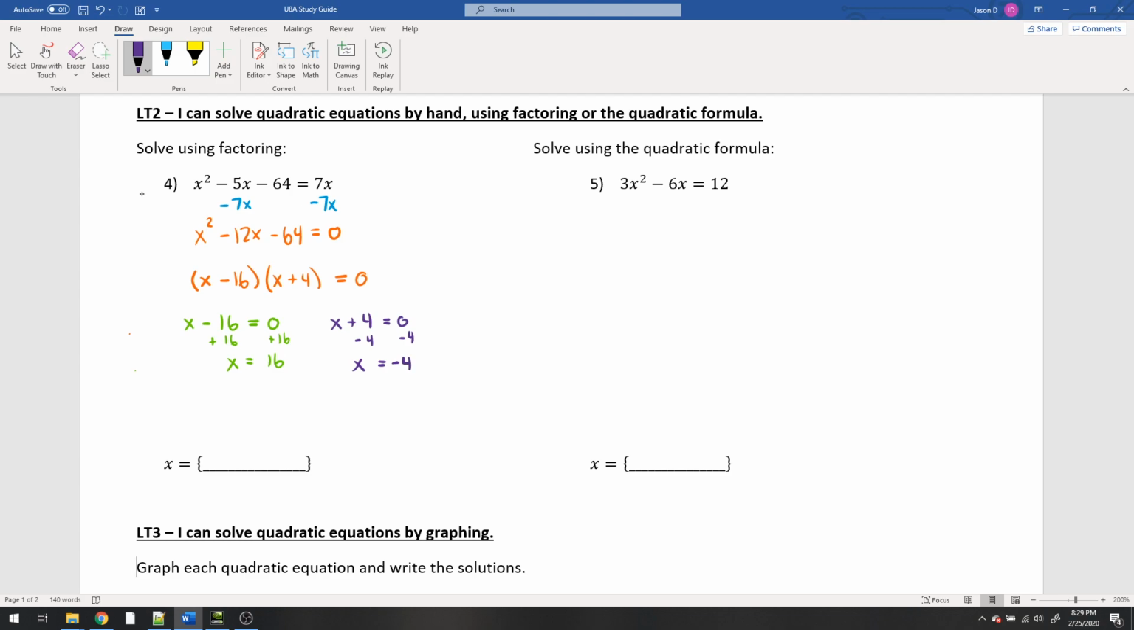So in your solution set, we're going to write that with curly brackets. You see that below here. We're going to write 16 and negative 4 inside of it, separated with a comma, because it's a set. It's two things. These are both solutions.